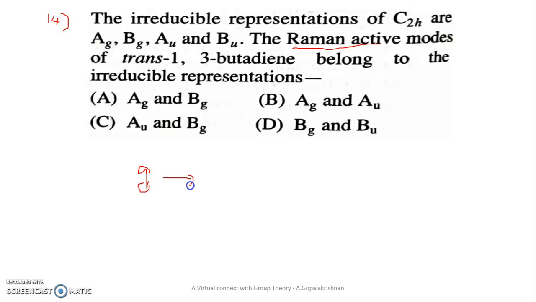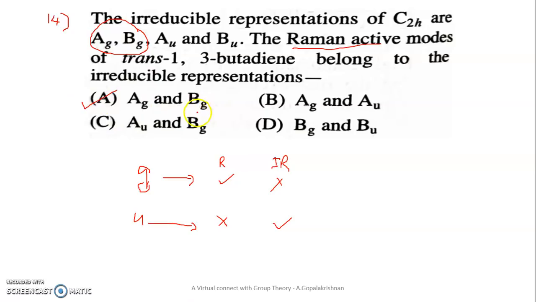Gerade vibrations are Raman active, and ungerade vibrations are IR active. But gerade vibrations are IR inactive. Similarly, ungerade vibrations are Raman inactive but IR active. So in these vibrations, we have Ag, Bg, Au, Bu. Ag and Bg have gerade symmetry. Therefore, the vibrations belonging to these two irreducible representations are active in Raman. So the correct option is Ag, Bg, option A.